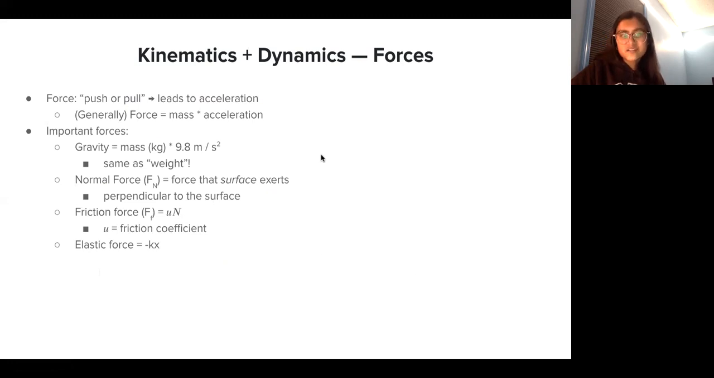And some important forces that you should know are gravity. So that'll be your mass in kilograms times 9.8 meters per second squared. You should know the gravitational constant. And also, if at any point they refer to weight during the exam, that's the equivalent of gravitational force.